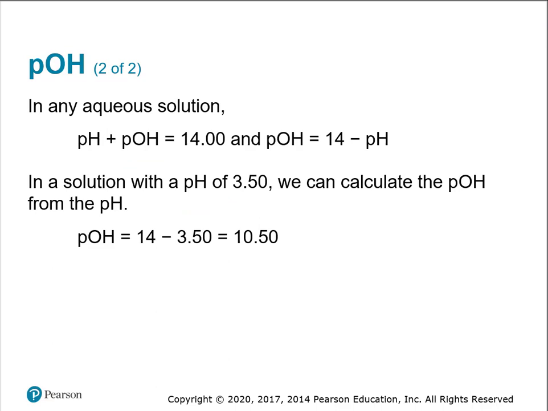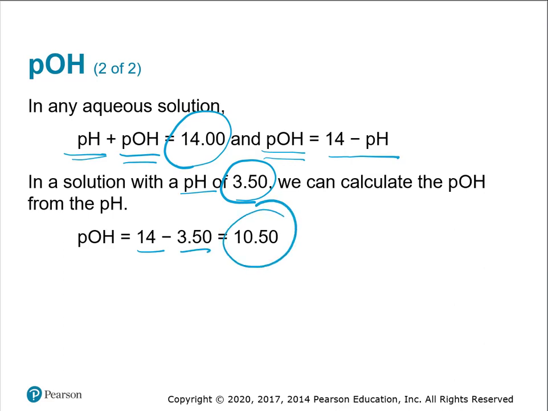In any aqueous solution, the pH of a solution plus the pOH of a solution will equal 14. We could find the pOH simply by doing 14 minus the pH. So if I was told that we had a solution with a pH of 3.5, the pOH would be 14 minus 3.5, which would be 10.5.